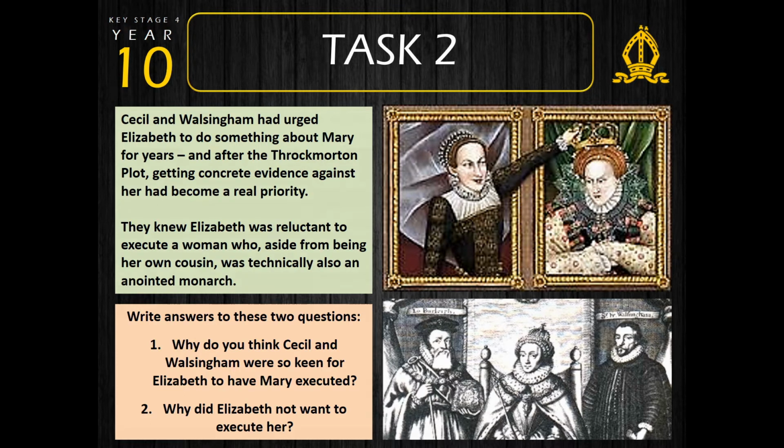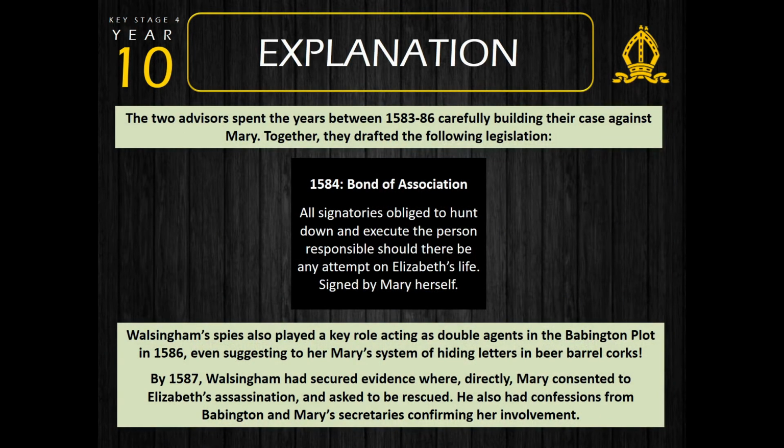That is task 2. So, let's hear a little bit of a story then. Cecil and Walsingham want Mary gone. They know the only way they can do that is if they've got watertight evidence, hard evidence, Mary's own writing ideally, and they want to have various legal measures to use as well.